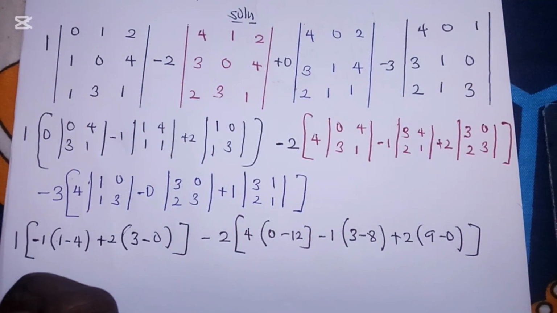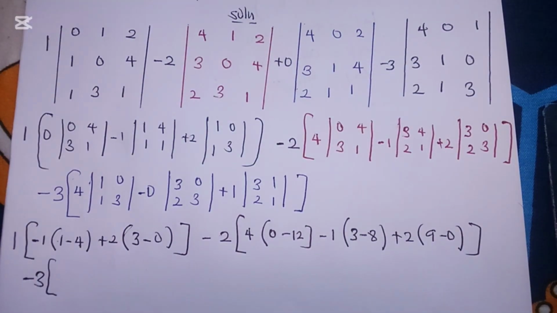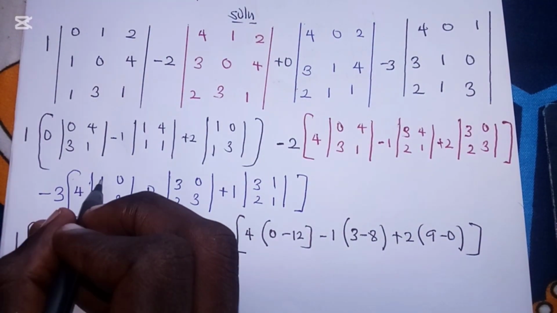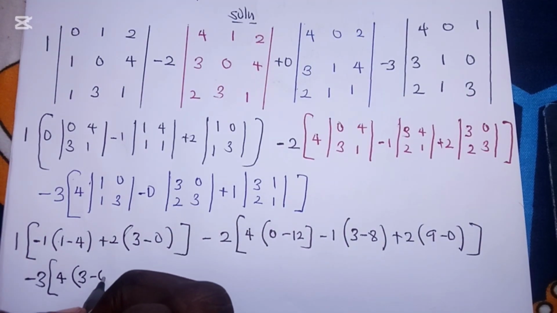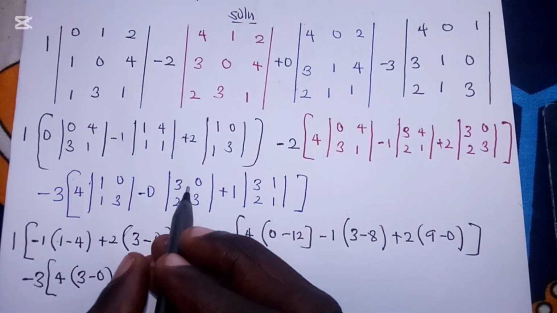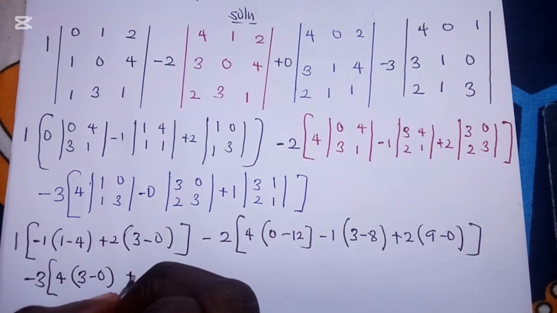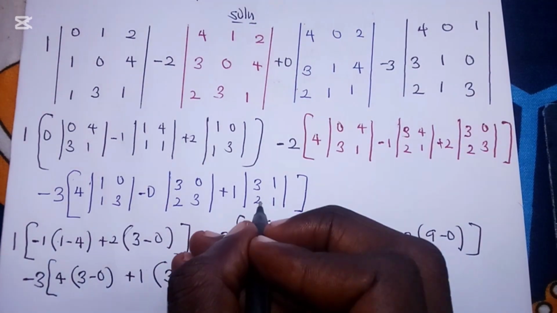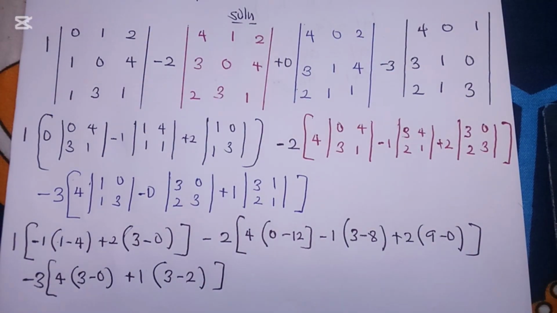And now we have minus 3 outside into open giant bracket, keeping 4, then we multiply 1 times 3 diagonal, this is 3, minus 0 times 1, this is 0. And this is not your friend. Anywhere you see 0, it is just 0. So let's ignore this one. We come to this, we say plus 1 into 3 times 1, this is 3, minus 2 times 1, it is 2. Then giant bracket close.